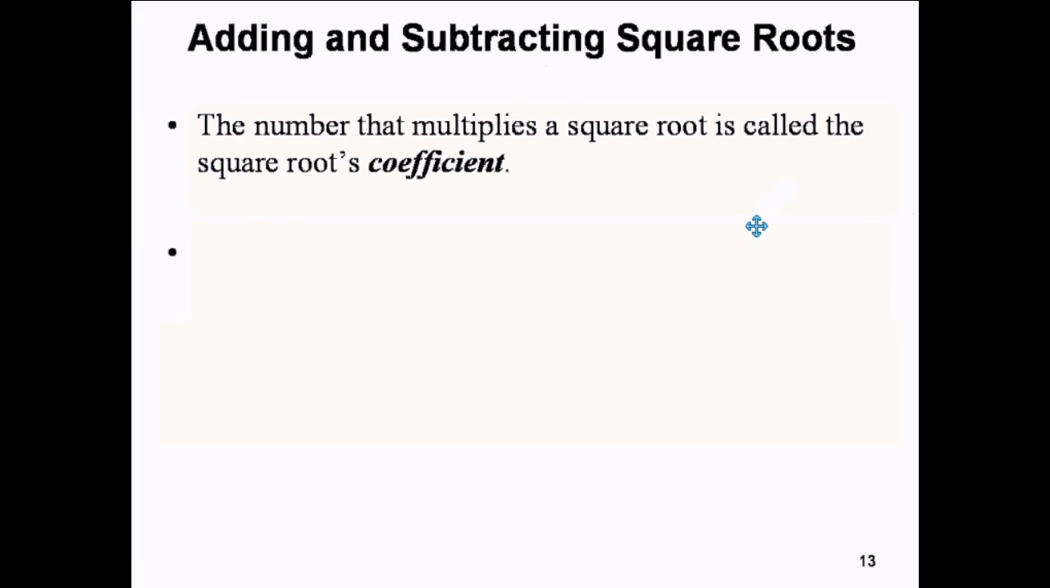Okay, so the number that multiplies outside the square root is called the coefficient. We talked about this a bit yesterday. So if I have 2 times the square root of 5, 2 is the coefficient.